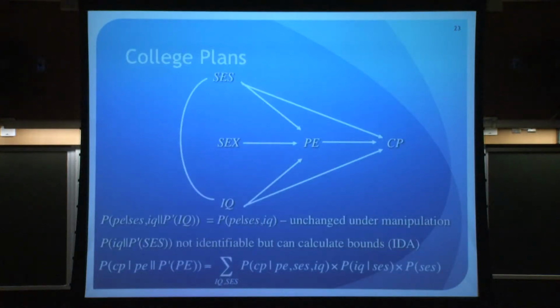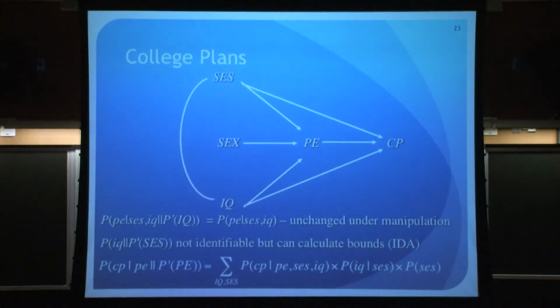So what can I do with this? Well, there are a number of different things I can do. I can look at this output of the Markov equivalence class, and I can tell that some things wouldn't be changed under certain manipulations. So for instance, if I manipulate IQ, then the probability of parental encouragement given socioeconomic status and IQ would remain the same for everybody in that Markov equivalence class.